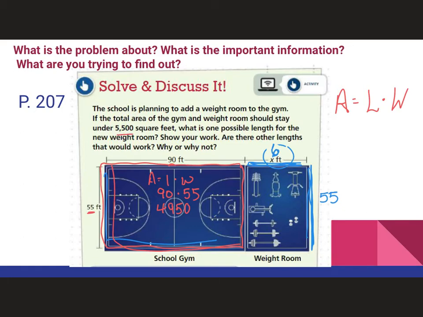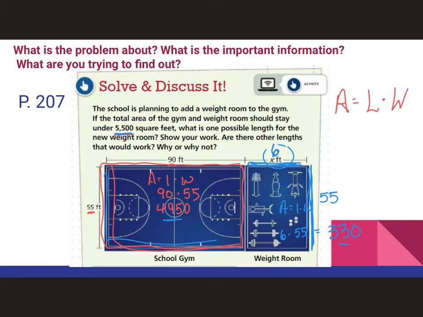So this is already 4,950. That means I don't have that much left over for the weight room. So what happens if this weight room is 6 feet? Then I would find the area of the weight room by doing length times width, so 6 times 55, and that equals 330. Well, 330 added to this number here isn't going to exceed the limit.